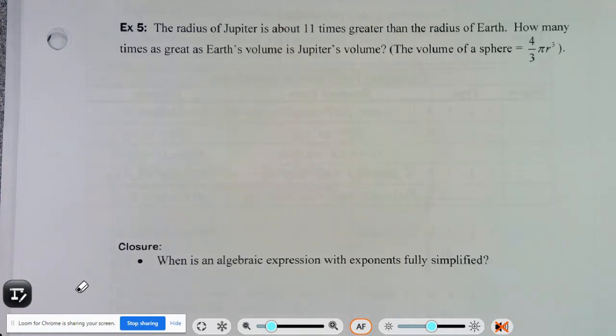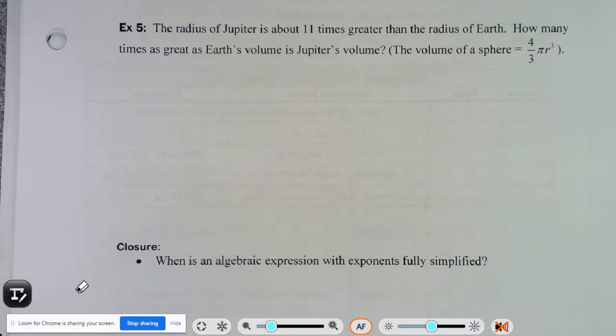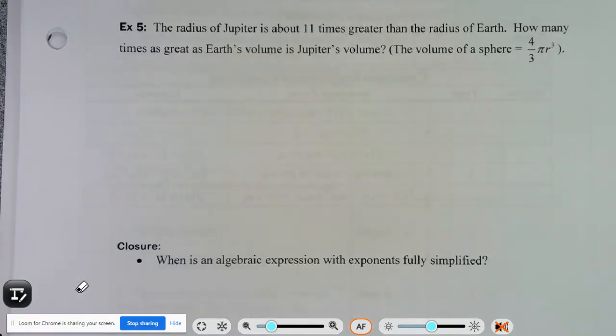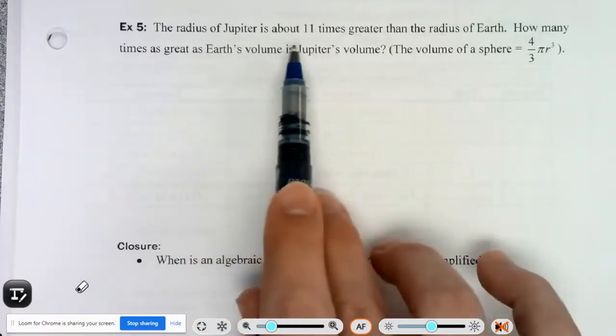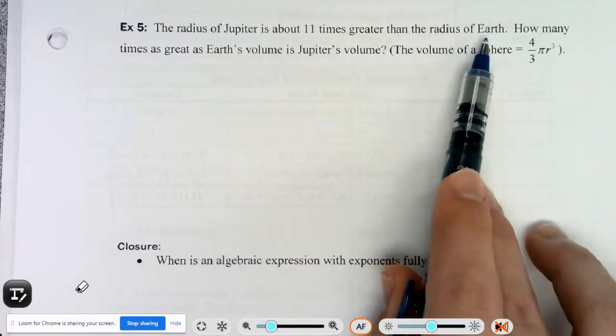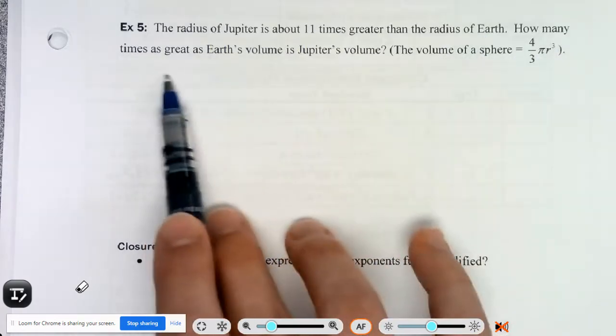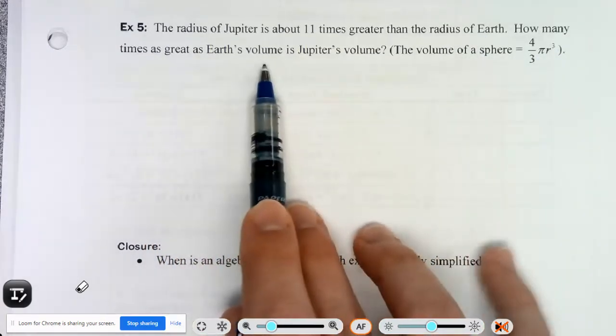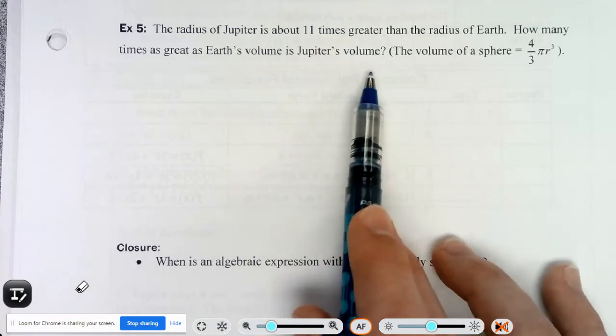Alrighty, we're going to take a look at a practical application of our exponent rules and see what we can figure out about the Earth compared to Jupiter in example 5. We've got that the radius of Jupiter is about 11 times greater than the radius of Earth. How many times as great as Earth's volume is Jupiter's volume?